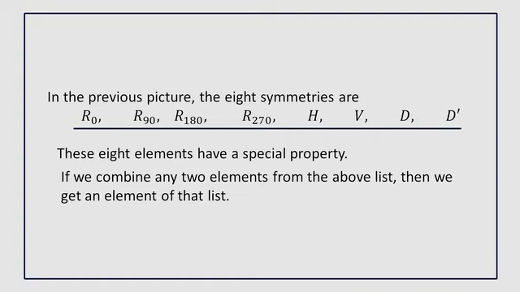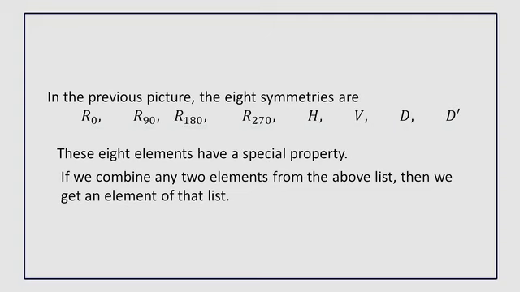Here H and V are the symmetries where the square is flipped through the line that is horizontal and vertical, and D and D dash are the symmetries of the square when we flip the square with respect to the lines that are diagonal to the square. So these 8 elements have some special property. What is the property?